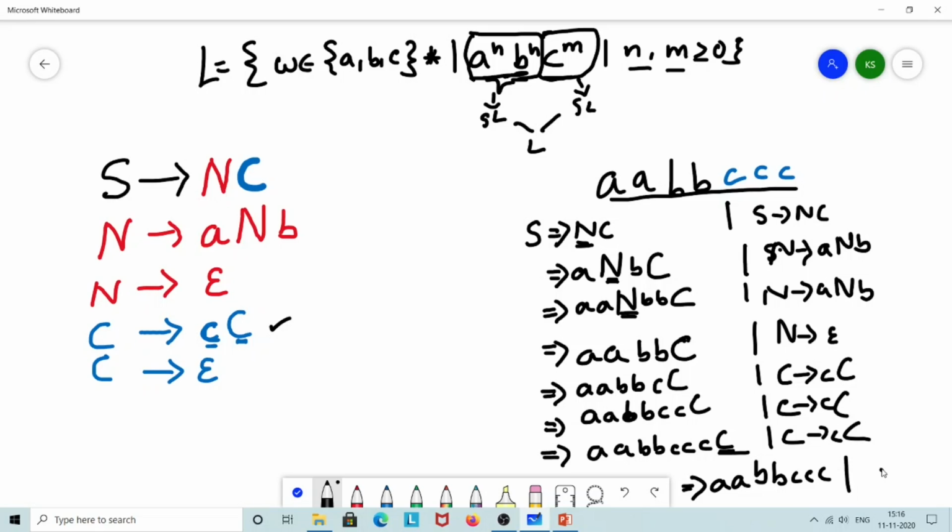So this is what I get by applying the rules: A A, B B followed by 3 C's. This is the string I wanted to derive, and I've obtained it using this grammar, right? So this is how sometimes you have to tackle the problem by seeing it as two sub-languages, and you have to write the grammar accordingly.